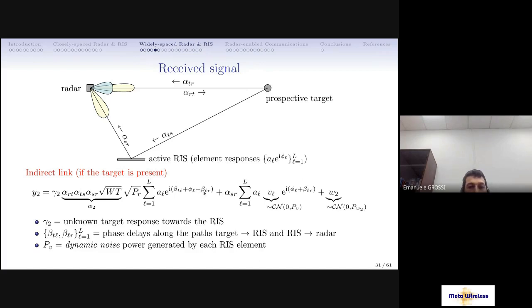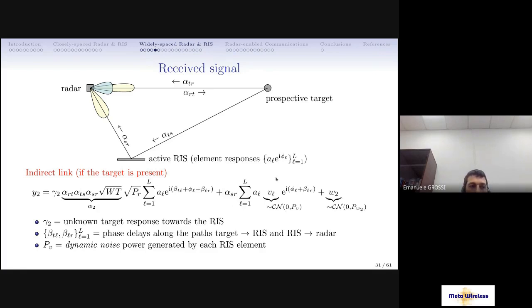Here, the term beta_LR is the phase shift for the path from the Lth element of the RIS to the radar, while beta_TL is the phase shift corresponding to the traveled path from the target to the Lth element of the RIS. The third term here accounts for the noise on the second channel of the radar receiver, which is still modeled as a complex Gaussian circular symmetric random variable.